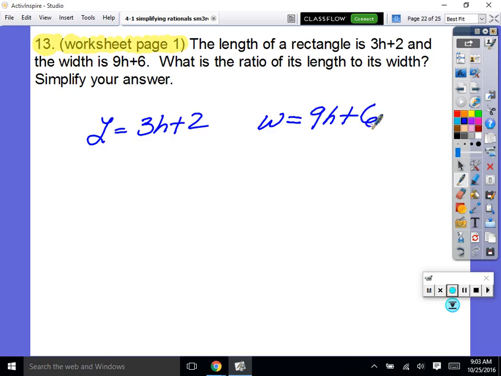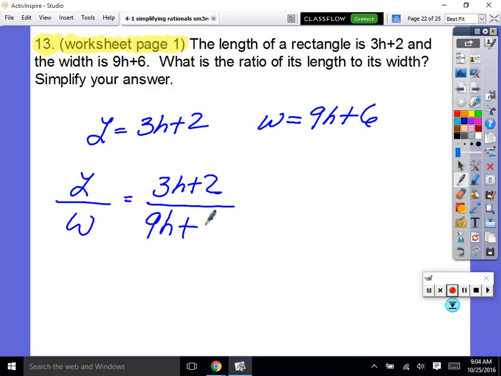It says, what is the ratio of length to width? So ratio means division. It says length to width, so length over width. So we have 3h plus 2 over 9h plus 6, right? And then we would know how to simplify that. Because we'd say, okay, now it's just simplify, which we know how to simplify rationals: factor the top, factor the bottom, divide out exact factors, right? So everybody see how easy that was, okay?